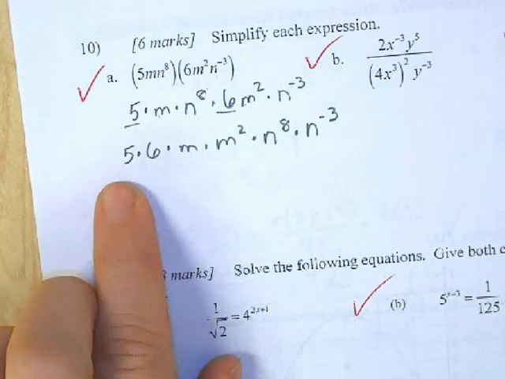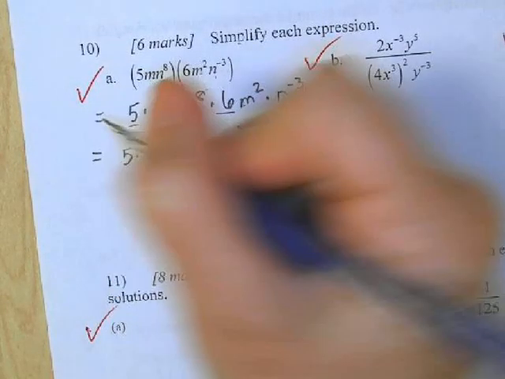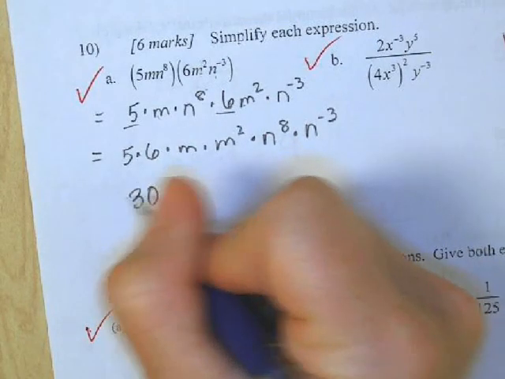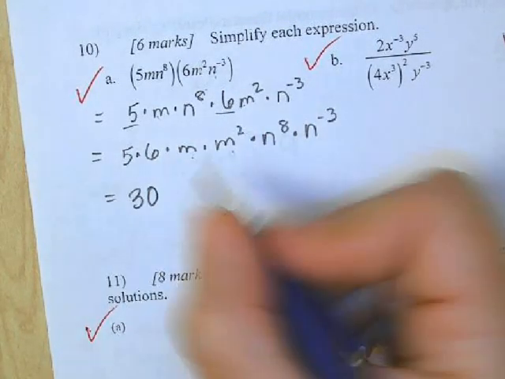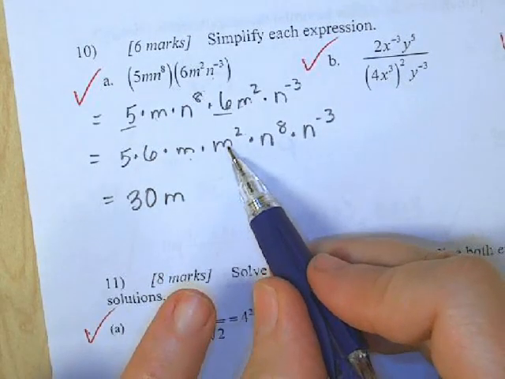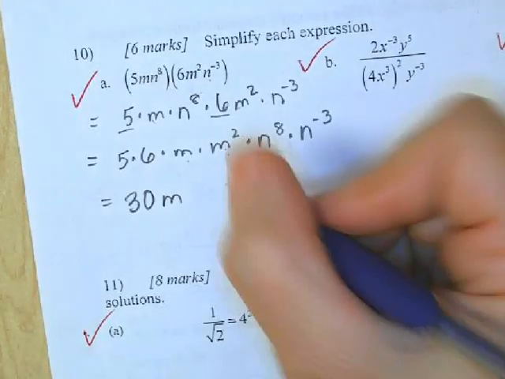So I'm doing this very systematically and slowly. Some of you, if you can do this, you don't need to watch my video, right? Fast forward. 5 times 6 is 30. M times m squared is m to the 3rd, because this is 1m, and m squared is m times m. So how many m's do I have? I have 3. So that's m to the 3rd.